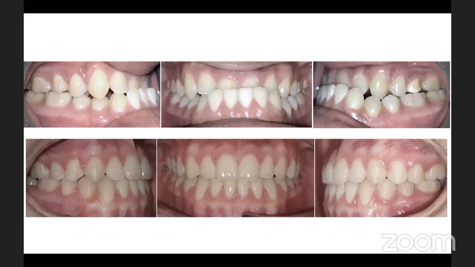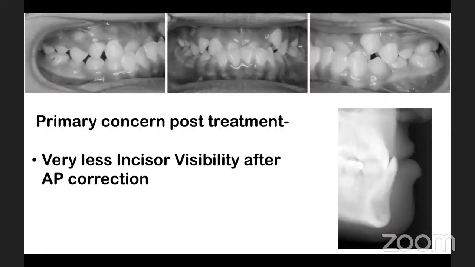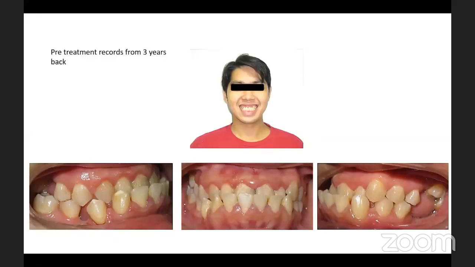It's paramount to understand how to flatten the curve of Spee in such cases. So again, I'm going to reiterate. High angle: usually if you place a straight wire, what happens is you will see that the back teeth are going up, which you don't want. So it's better not to involve the back teeth from the very beginning. Involve only the front teeth. Use an intrusion arch, intrude the incisors, and when it's almost flat, then engage a continuous wire.